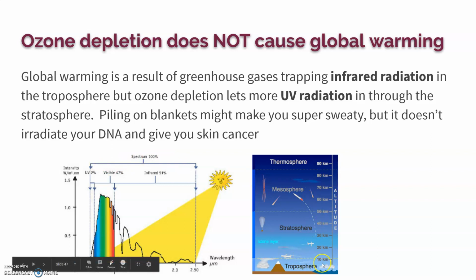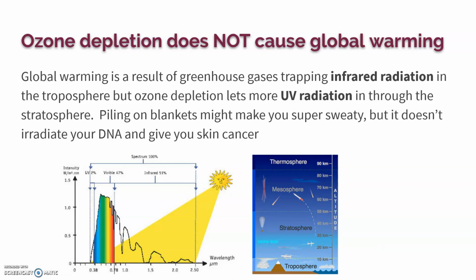Having more greenhouse gases down here in the troposphere, which is, by the way, entirely different, and this is all of life as we know it down here, all of the weather, all of the stuff down here, the increase of greenhouse gases traps in more infrared radiation, making the troposphere warmer. It does not affect the stratosphere. The stratosphere is not affecting the troposphere, in that sense.